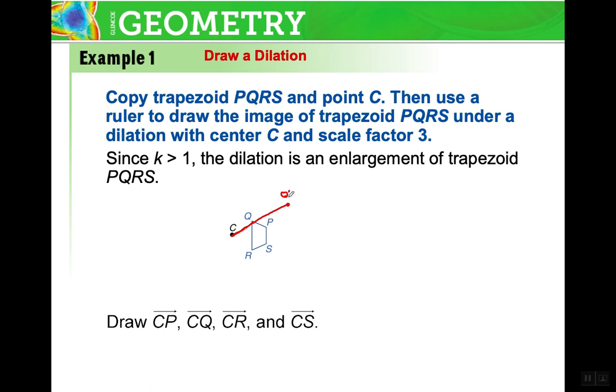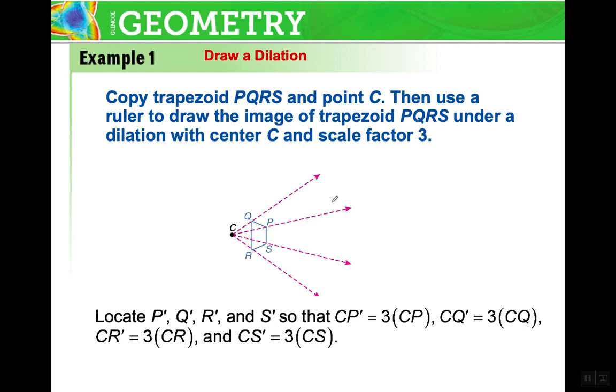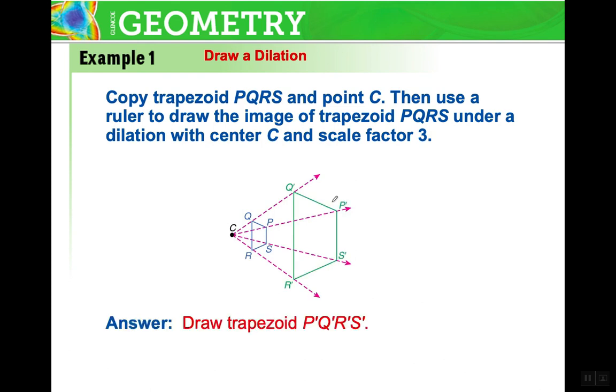All right. And we would do that with each one of these points. So C to P is now going to be, well, this is not working very well. Yep, I think I'll just click it and let the computer do it. So you do that with every single point. Measure how far it is away from C, or the center, and then just triple it, or just multiply it by whatever scale factor you're using. So this is what the new trapezoid would look like.